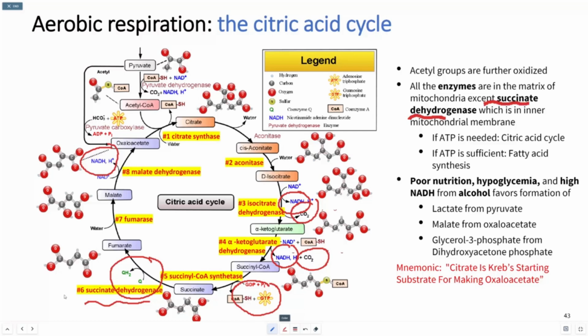This enzyme right here is the only one that's found inside the mitochondrial membrane. If ATP is needed, it will then go into citric acid cycle mode. If ATP is sufficient, then fatty acid synthesis could occur. There are some conditions that could affect the cycle.